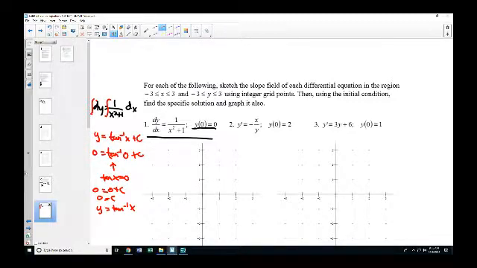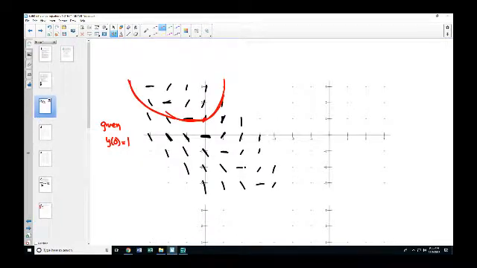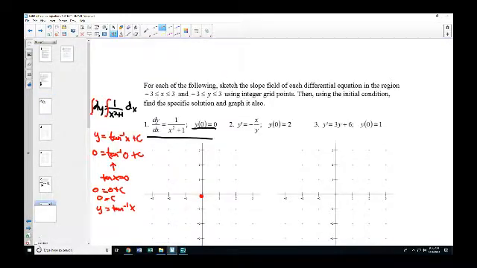Wait, what's the plot with that specific solution? Well, like 0, 0, right? I gave you a specific solution of 0, 1. So the line has to go through that when you graph it. Okay. So you just do the slope field and then draw a line through that point.